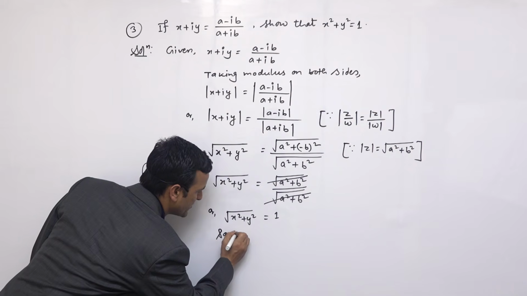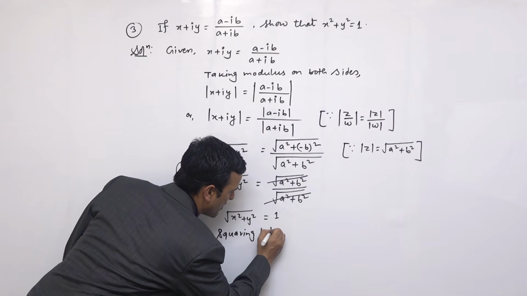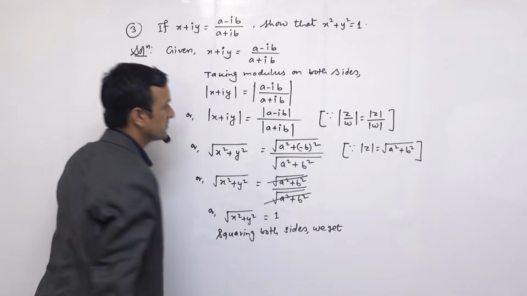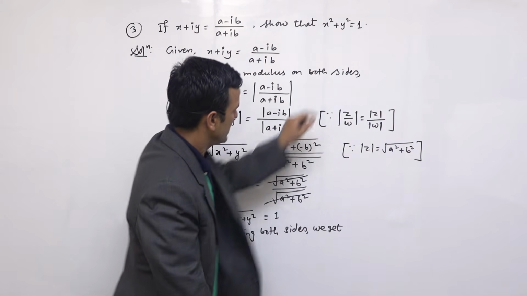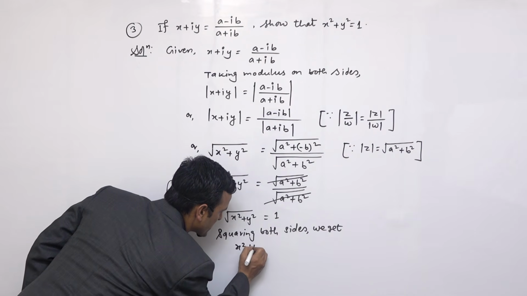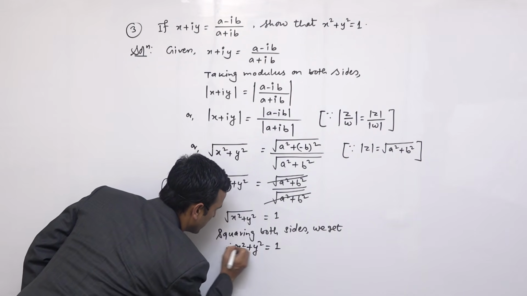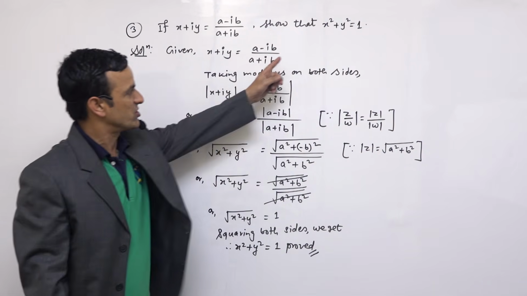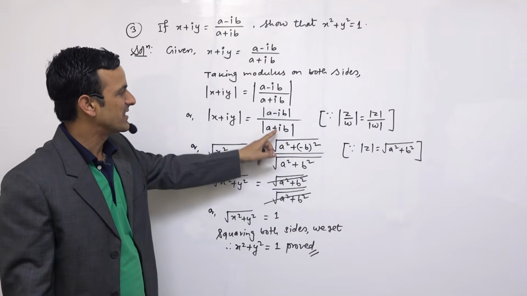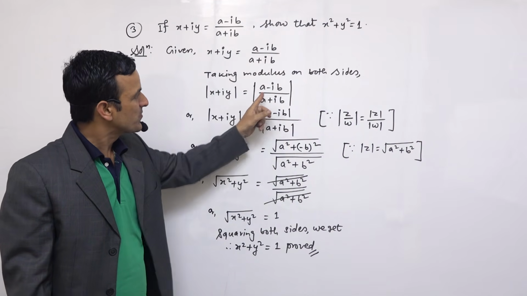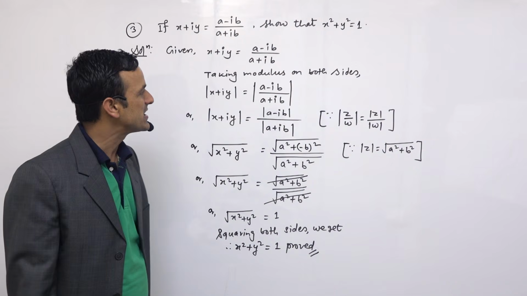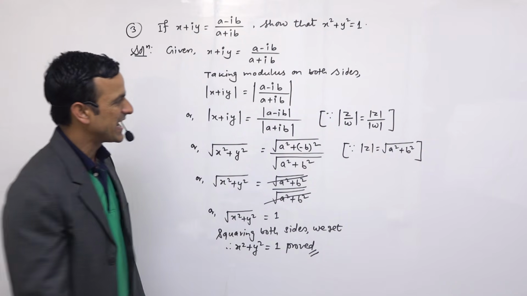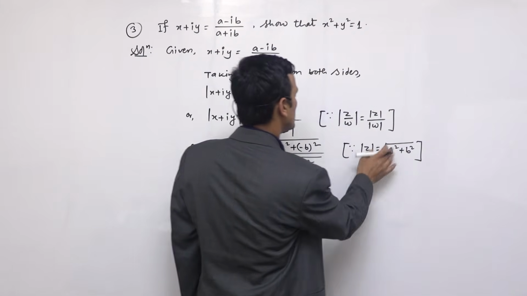So after squaring both sides we get this result. Squaring this one, x square plus y square is equal to 1. So it is proved. In this way we can prove this relation after taking modulus, then using the definition of modulus, then squaring both sides we get this solution. So this is the solution and these are the reasons why we can use this formula.